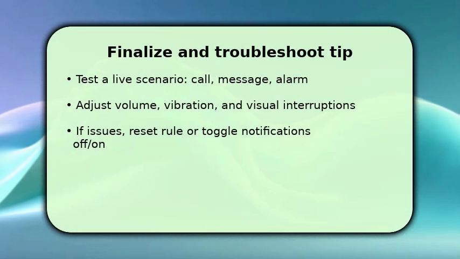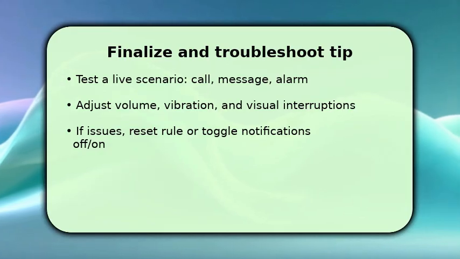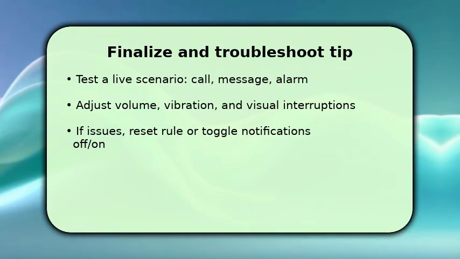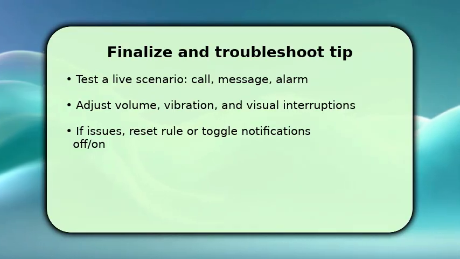Finish by testing. Place a call, send a message, and set an alarm to confirm your DND settings behave as expected. If a visual or sound still appears, check volume and vibration settings and the specific app's notification permissions. Sometimes visual interruptions are controlled separately.